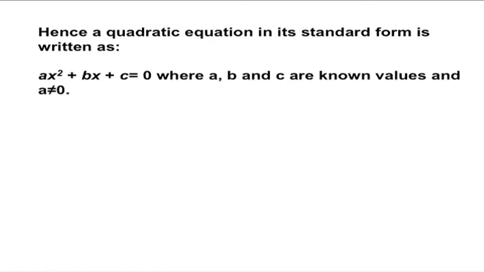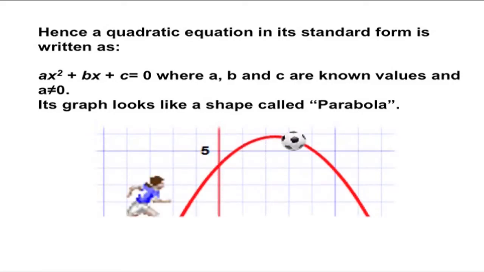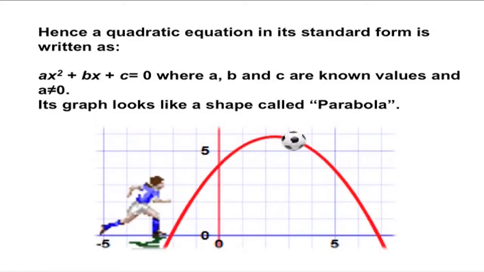Hence, a quadratic equation in its standard form is written as ax square plus bx plus c equal to 0, where a, b, c are known values and the important thing is a not equal to 0. Its graph looks like a shape called a parabola. Let us see a few examples of writing a given quadratic equation in its standard form.